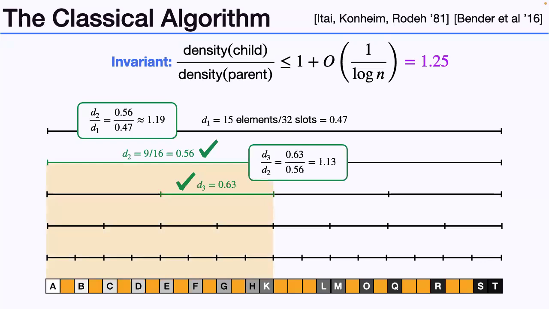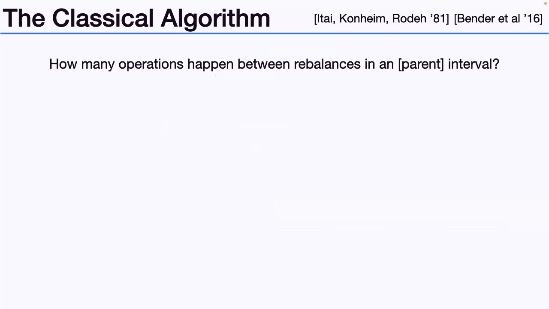So when it does this, subject to some minor rounding conditions, the density of all the children is going to be equal to the density of the parent. So after this rebuild, we know that the invariant is satisfied. All right, so let's see why this gets us log squared.